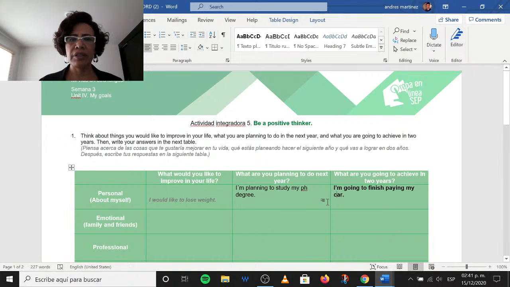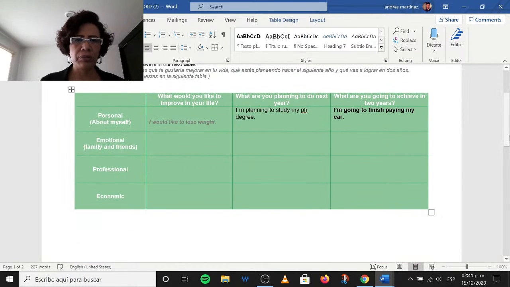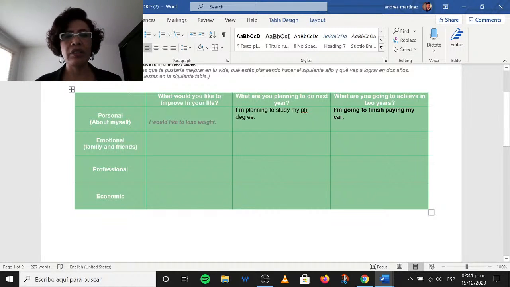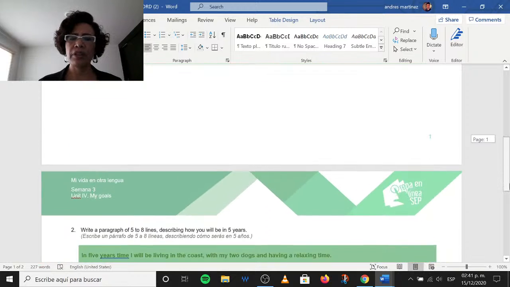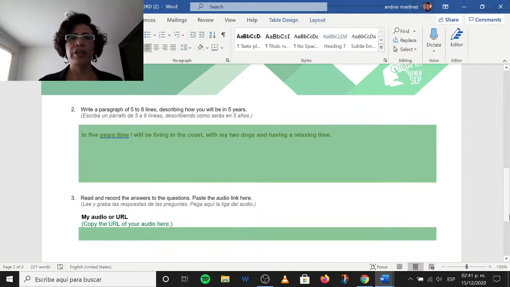It's important always to follow the rules in grammar, in vocabulary, in spelling, right? And so on. You complete the chart with emotional aspects, professional aspects, and economic aspects, all right? Good. Now, in the following section, it says, write a paragraph of 5 to 8 lines. Please be careful with this. If they tell you 5 to 8 lines, check before sending your activities that you complete this aspect, okay?